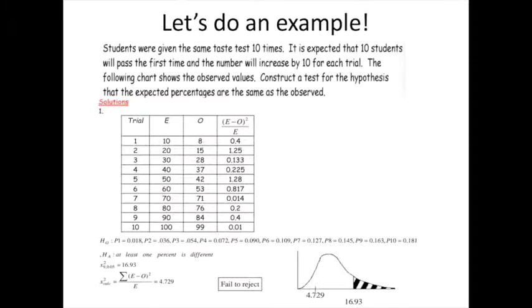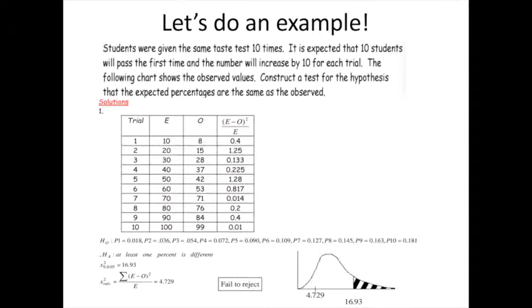First, we have to calculate (E minus O) squared divided by E for each time, and we write down the H0. P1 equals 0.018, P2 equals 0.036, P3 equals 0.054, P4 equals 0.072, P5 equals 0.090, P6 equals 0.109, P7 equals 0.127, P8 equals 0.145, P9 equals 0.163, P10 equals 0.181, and HA is at least one probability is different.